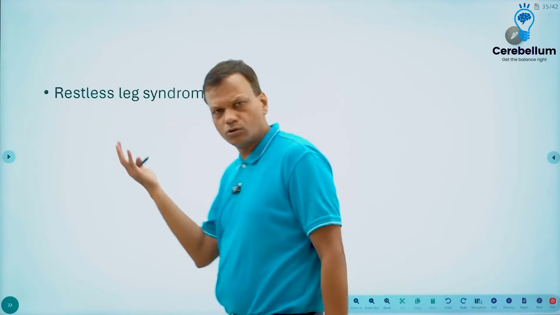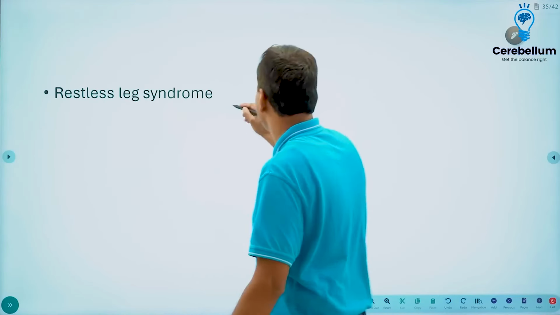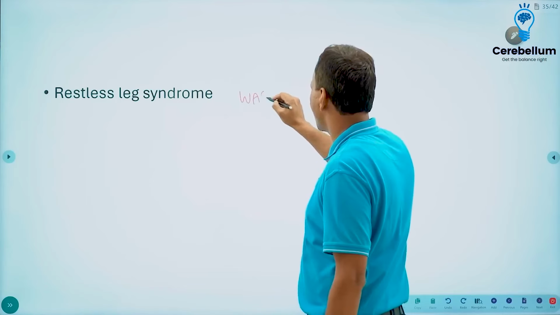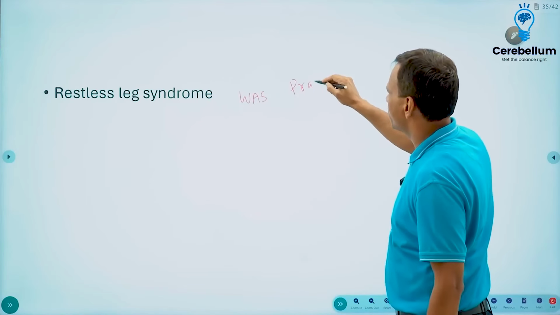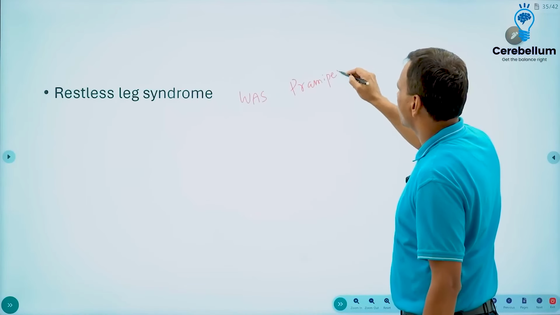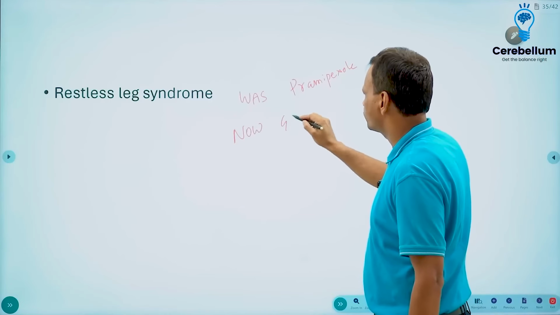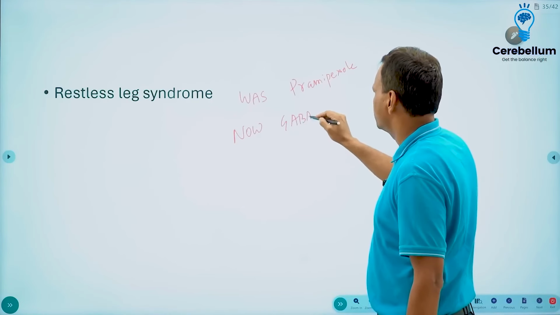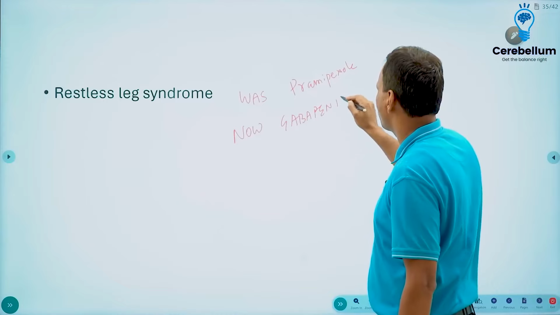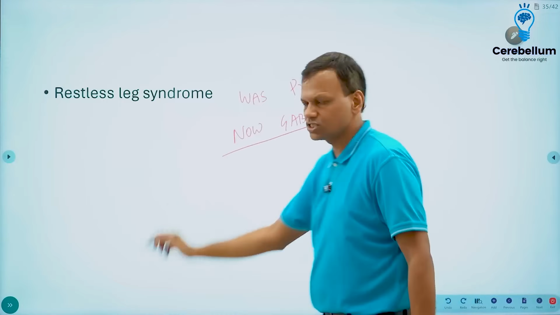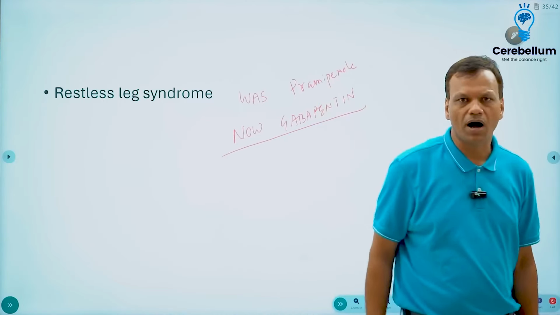So this is an old question now. Restless leg syndrome. Previously, the drug of choice was pramipexole, but now it has been changed to gabapentin. The drug of choice for restless leg syndrome now is gabapentin. So there is no confusion about this one. Okay, now it is gabapentin.